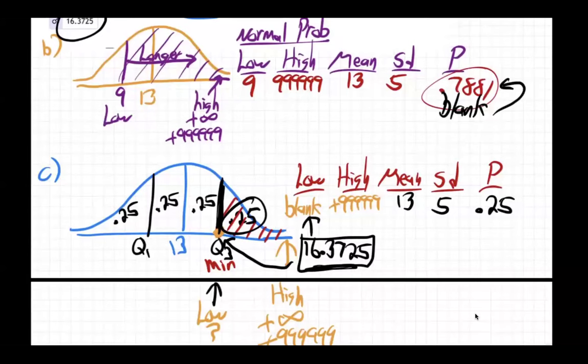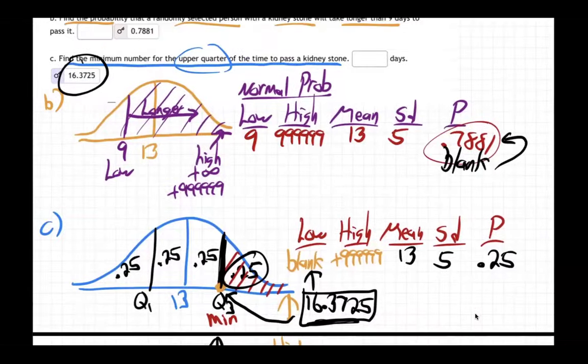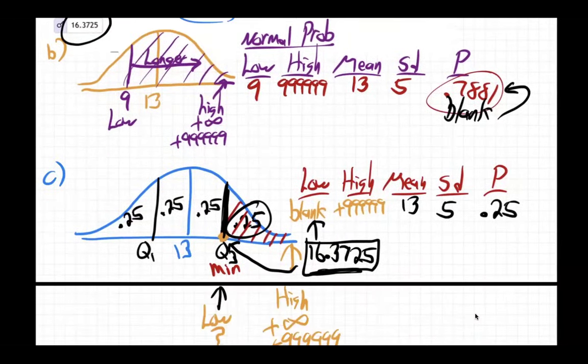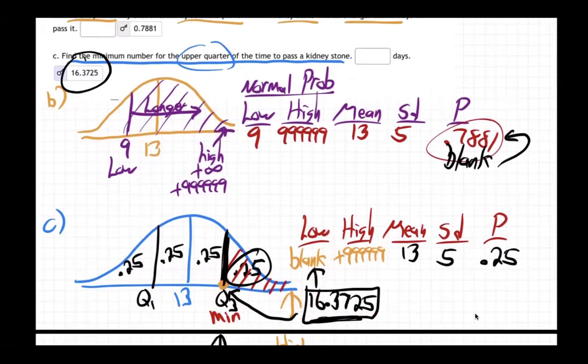So there it is. One more time, to find the beginning of the upper quarter, you know, it's 4 quarters like a football game, basketball. This is the beginning of the upper quarter, which is 25% of the curve. And the left edge, we don't know. That's the low, that's the blank. The high is positive infinity. And then we put in 25% for P, and it tells us the low would have to be 16.3725.